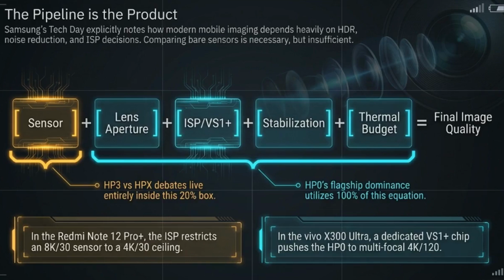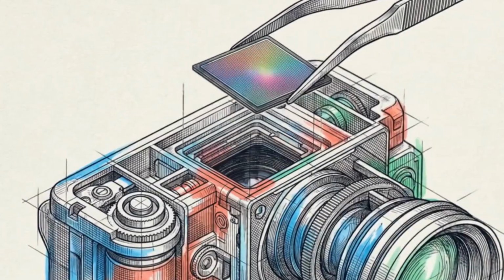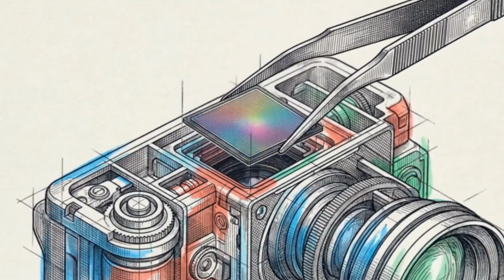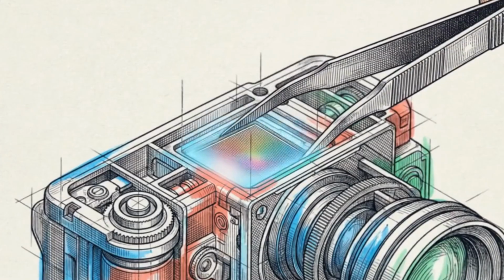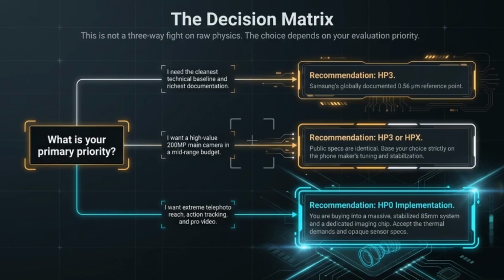This diagram visualizes the modern diagnostic asymmetry. Final image quality is the sum of the sensor, the lens aperture, the ISP, the stabilization mechanics, and the thermal budget. Comparing the raw physics of bare sensors is a necessary first step, but it is entirely insufficient on its own. This decision matrix maps the buying landscape based on specific priorities.